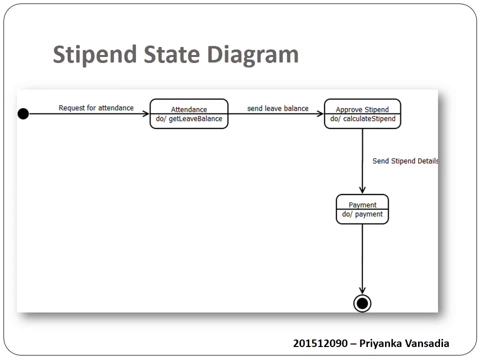In the approved stipend state, the stipend of the TA is calculated on the basis of the leave balance, and the stipend is approved by the course coordinator. The stipend details are forwarded to the financial department and the system enters the payment state. In the payment state, the stipend is paid by the financial department and the TA receives the payment, and with the payment, the system process is terminated.